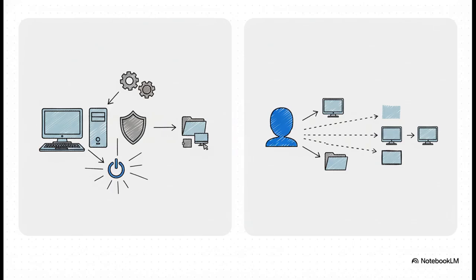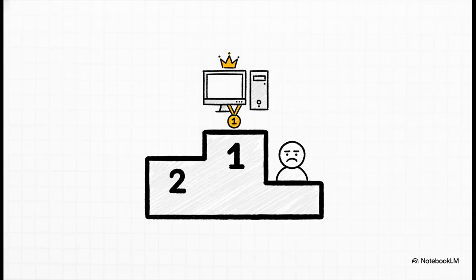Then on the right, you have user configuration. These settings get applied when the person logs in, and it controls their personal environment, desktop settings, mapped drives, you name it. The really cool part is that these user settings will follow them to any machine they log into on the network. And hey, here's another critical rule for you.